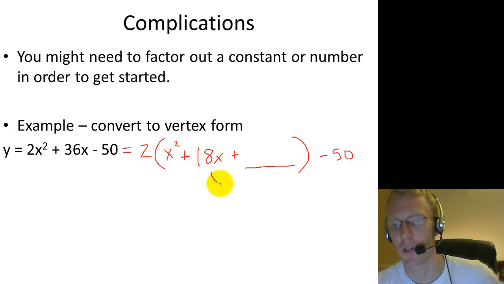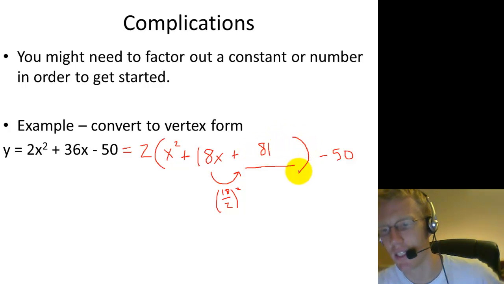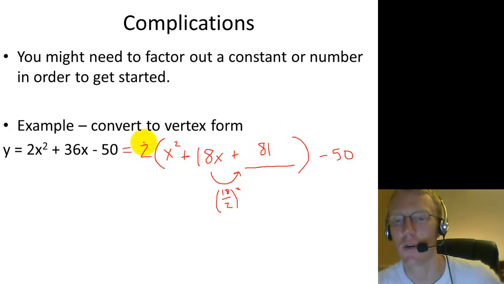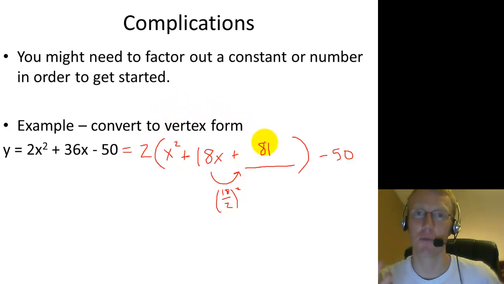So half the middle number squared. To get from here to here, we take half the middle number squared, which is 18 divided by 2 squared. Half the middle number is 9, squared is 81. So I've added 81 to this side, except this is inside parentheses, and there's a 2 right here. So this 2 is actually multiplying to the 81. So the amount that I've really added to this side is twice 81, or 162.